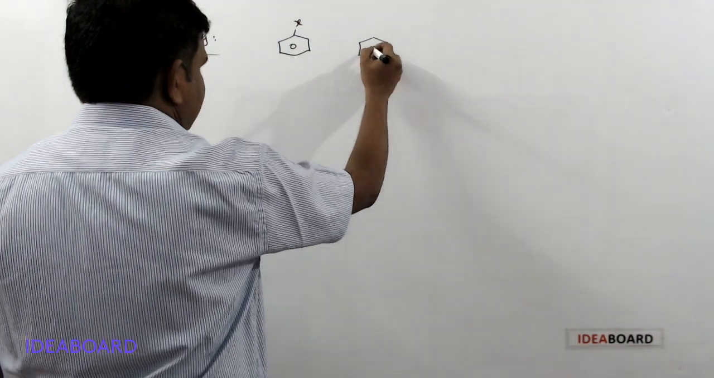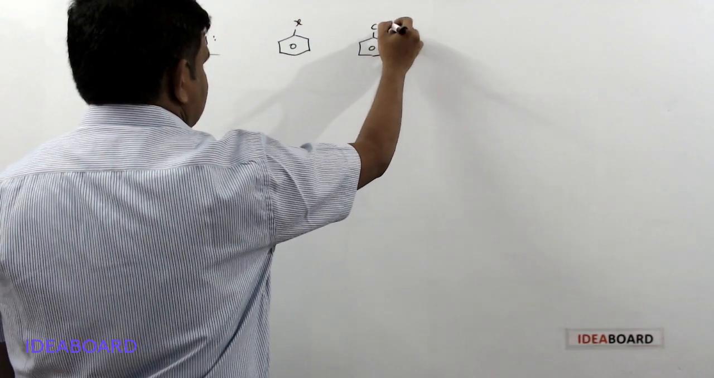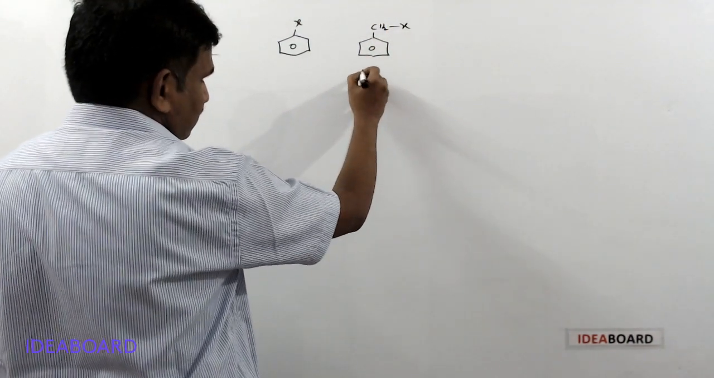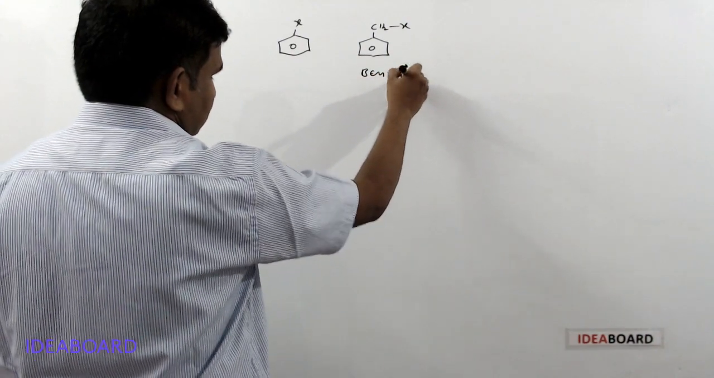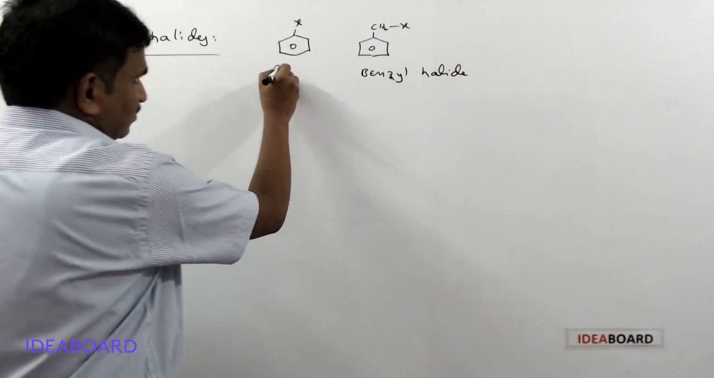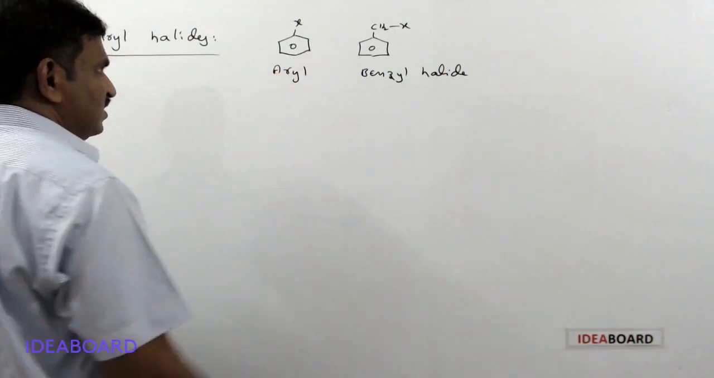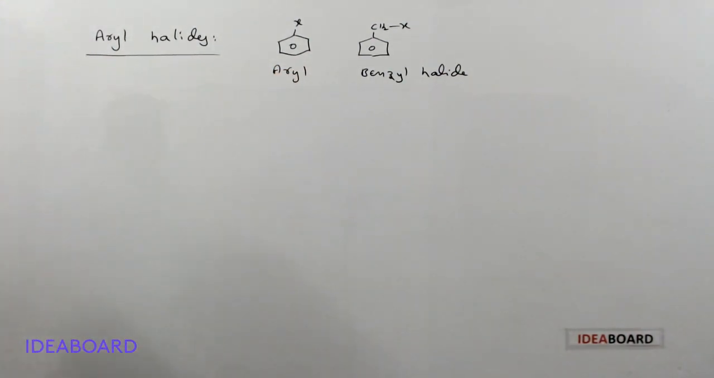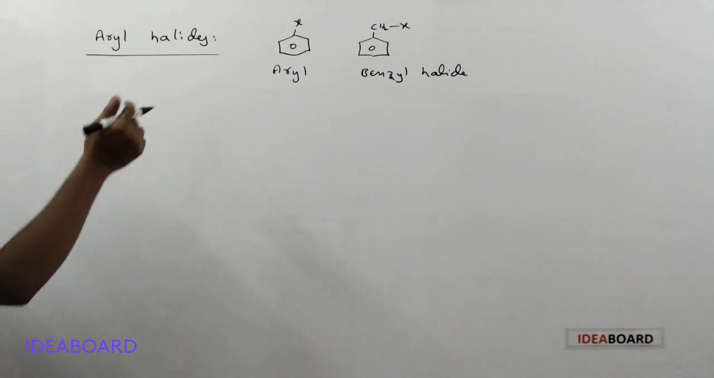Here if we are having a CH2X, then this is called as benzyl halides. These are not aryl halides. Okay, this is only called as aryl halides, and that is normally benzyl halides. Okay, please remember the difference.